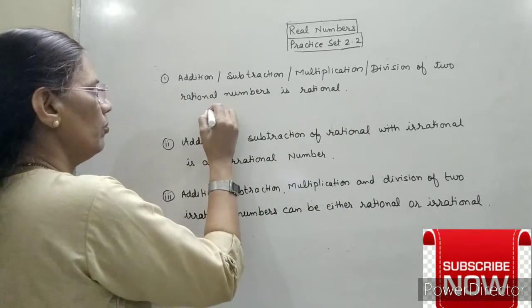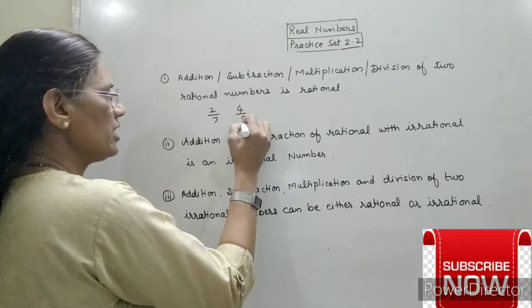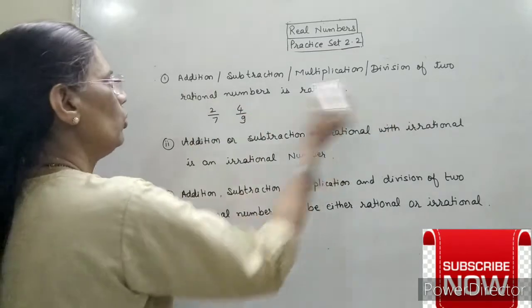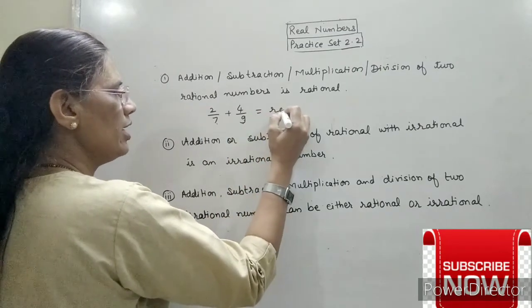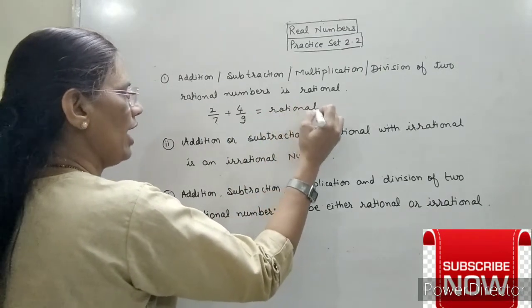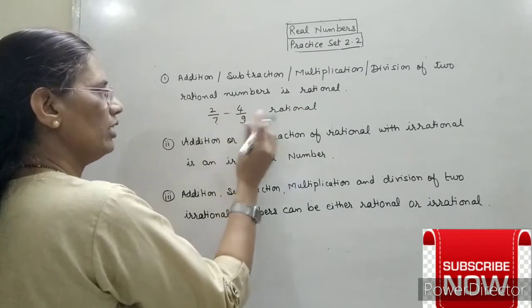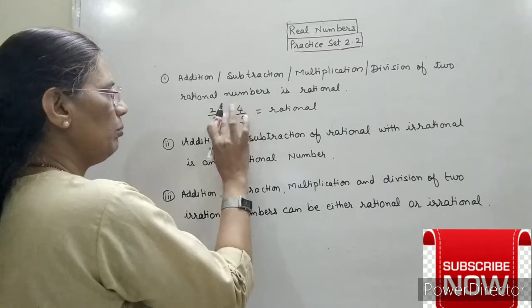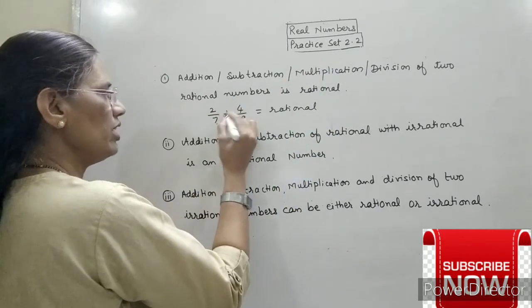See here, 2 upon 7 is rational, 4 upon 9 is rational. So this is addition of two rational numbers. It is always a rational number. Addition of two rational is always rational. Similarly, subtraction of two rational is always rational. Multiplication of two rational is always rational, and division of two rational is always rational.